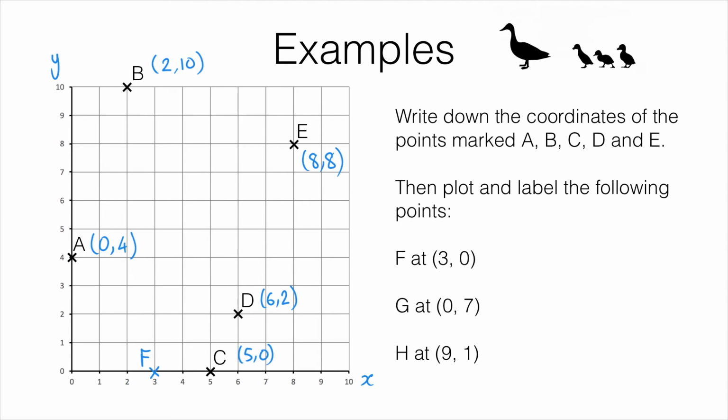Here are those answers. G is at 0, 7. That means we are travelling 0 squares across and 7 squares up. H is at 9, 1, which is over here. That is from the origin 9 squares across and 1 square up.